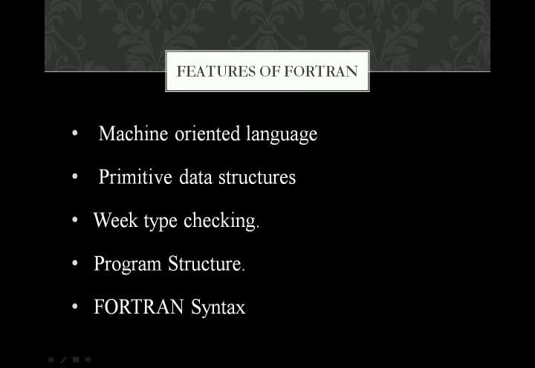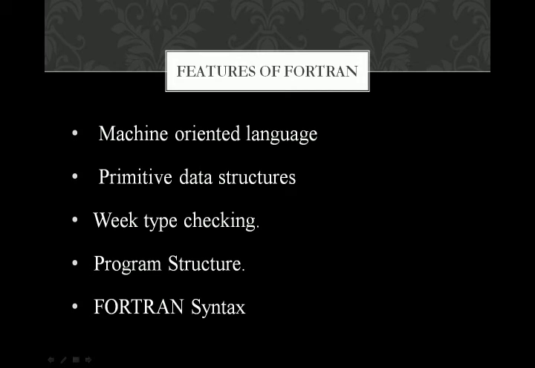Now we will look at the features of the FORTRAN language. FORTRAN is a machine-oriented language. It contains primitive data structures, and we could not find hierarchical data organization. FORTRAN has weak type checking. No recursion for subprograms. FORTRAN does not have reserved keywords or exception handling. FORTRAN uses mixed mode operations.